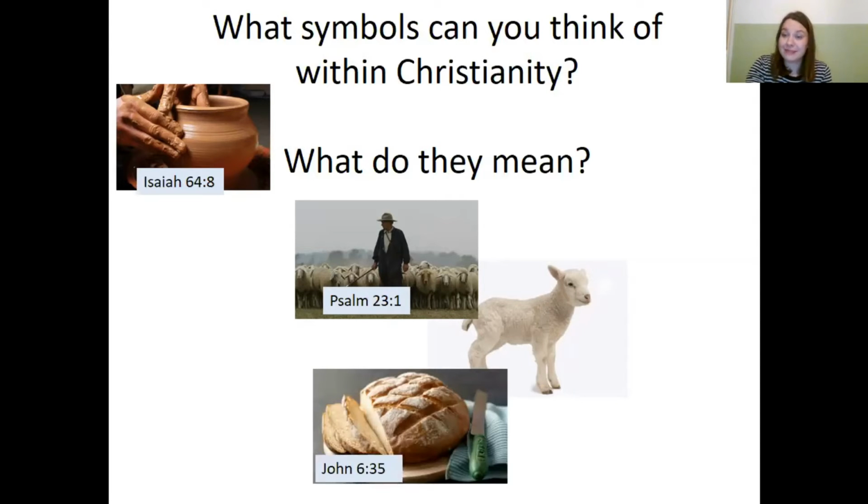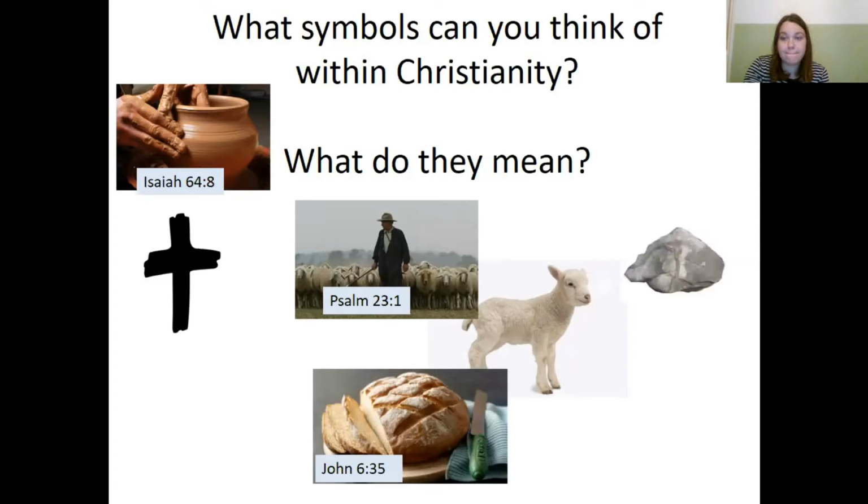Jesus said about himself, I am the bread of life. So what could bread symbolize? What does that mean? Of course, the cross is a symbol within Christianity. The rock, we talked about God being called the rock. A rainbow is often used in Christianity.